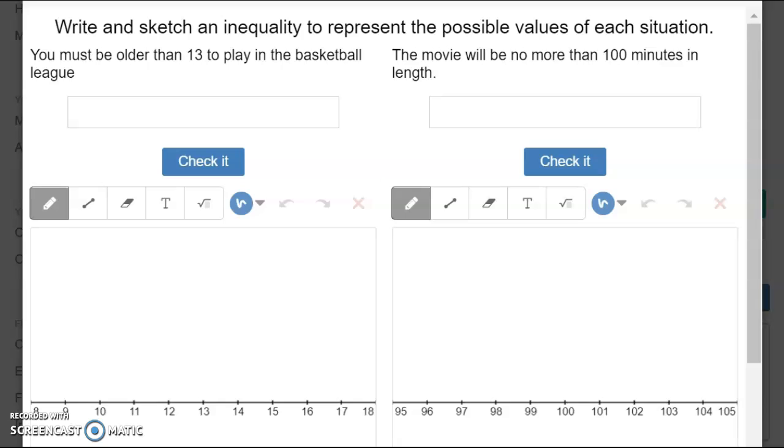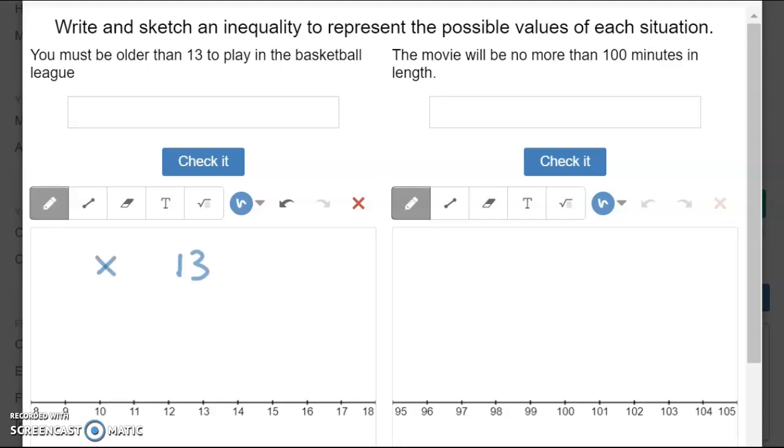Here we go. Write and sketch an inequality to represent the possible values of each situation. The first one is: you must be older than 13 to play in the basketball league. So what does that mean? You must be older than 13. Can you be 14? Yes. Can you be 15? Yes. Can you be 10? No, you cannot. So 13 is the boundary point.